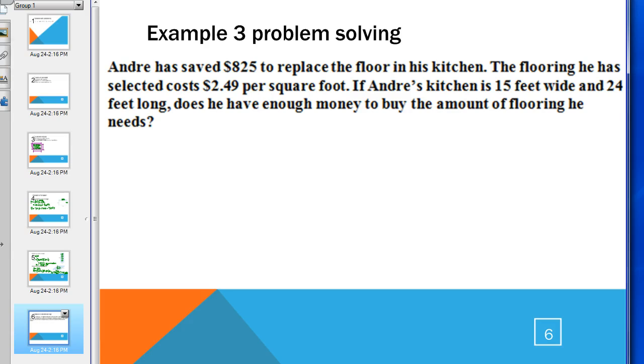So Andre saved $825. He wants to replace the floor in his kitchen. The flooring he selects costs $2.49 per square foot. He knows the dimensions of his kitchen. It's 15 feet wide and 24 feet long. So the question is, does he have enough money to buy the flooring, or is he going to have to save up and wait to buy the flooring? So let's see if he does.